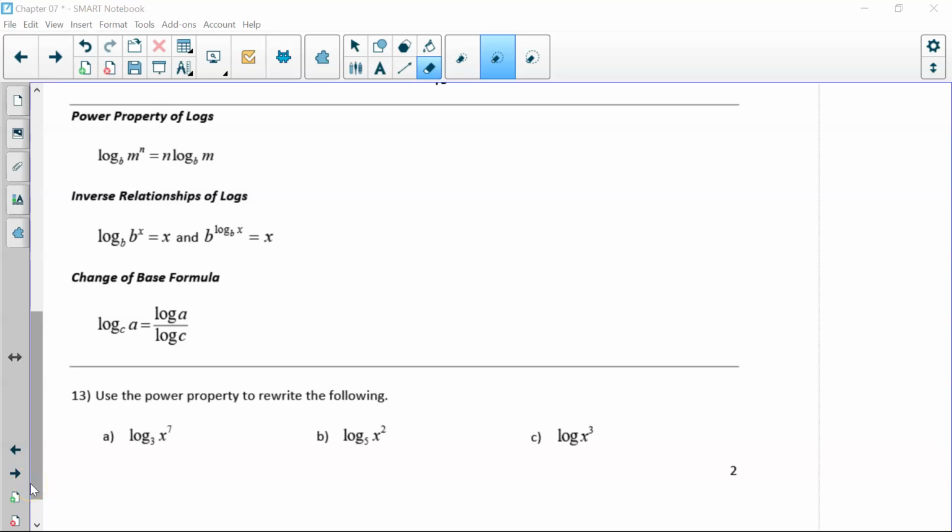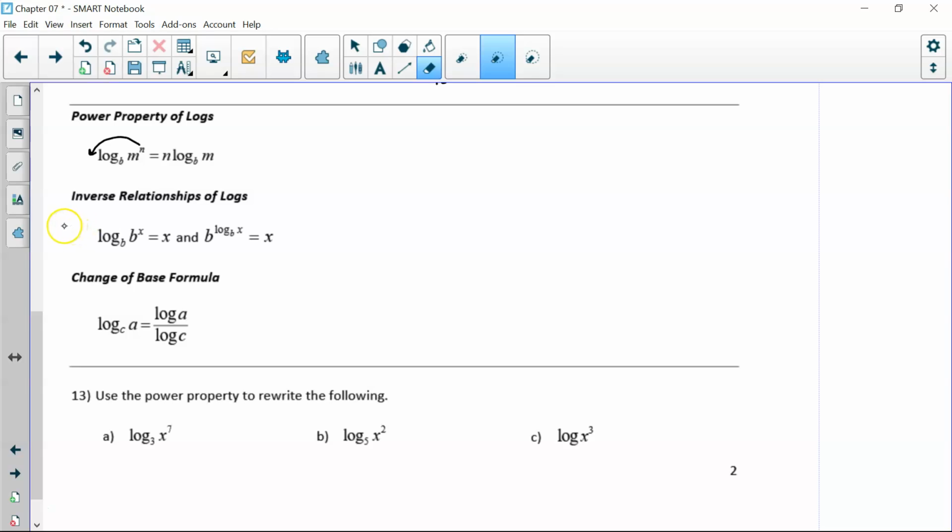Welcome back to section 7.1. We're still talking about logs, and we're going to talk about some properties of logs. First one is called the power property. Log base b of m to the n power. The power property allows us to move that exponent into that coefficient. So take the exponent and it just goes right out front. Log base b of m to the n is n times the log base b of m.